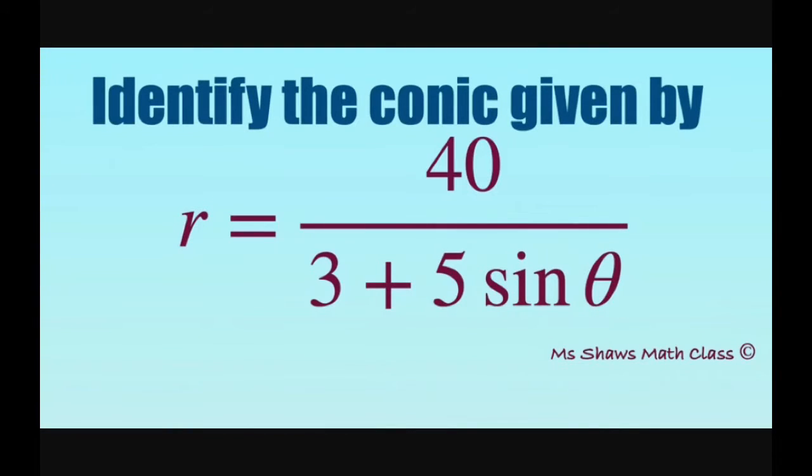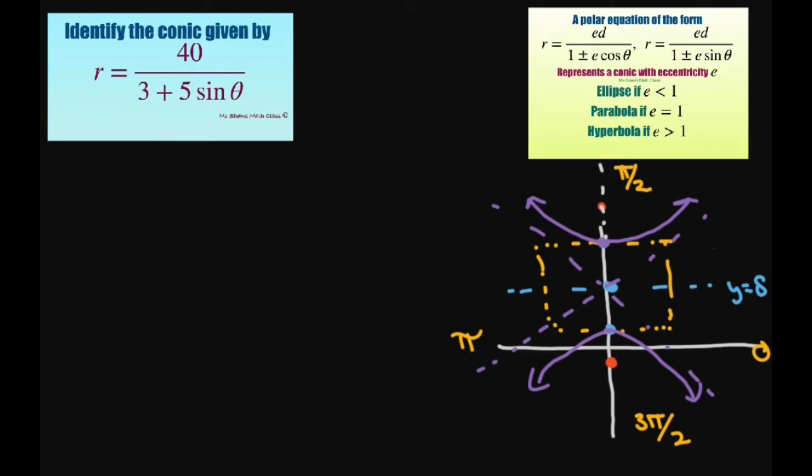We're going to identify the conic given by r equals 40 divided by 3 plus 5 sine of theta. All right, so let's see what we've got here. We have sine, so we're using this formula here. And to get it to look like this so we can find our e, we need a 1. So I'm going to take my polar equation and divide each term by 3. That's going to give me a 1 here.